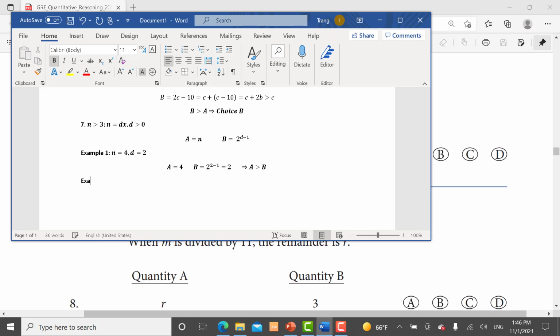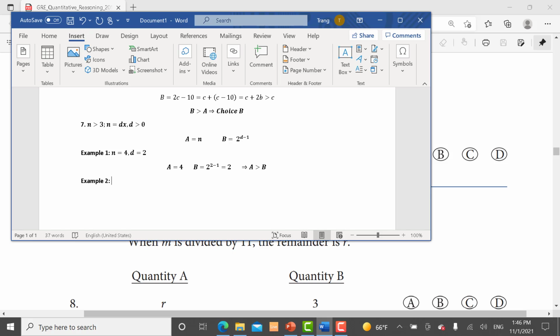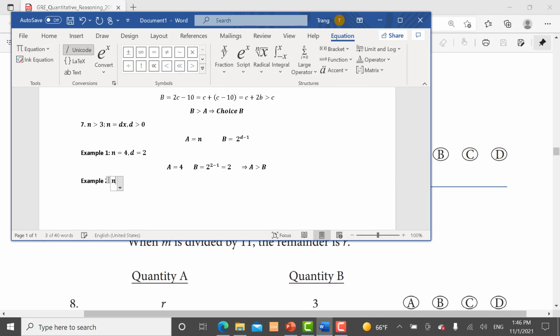Now we consider example 2. I'm going to get a very big number. Let's say in this case, if I use n is equal to 4 and d is also equal to 4, and see what happens.